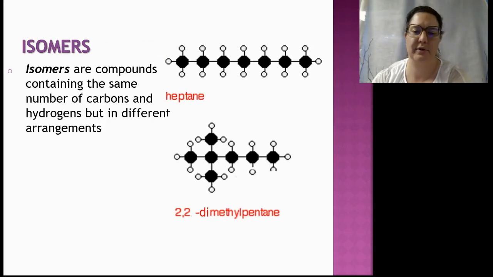Now we can look at isomers. Isomers are compounds containing the same number of carbons and hydrogens, but in a different arrangement. So we can look at heptane, C7H16. There's only one way of drawing that one.